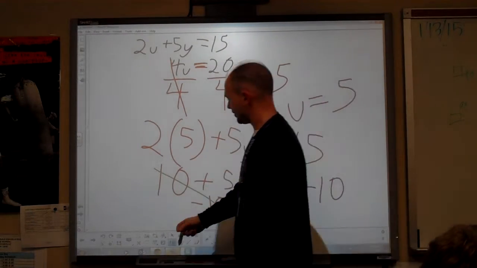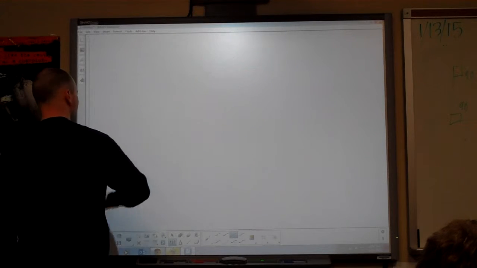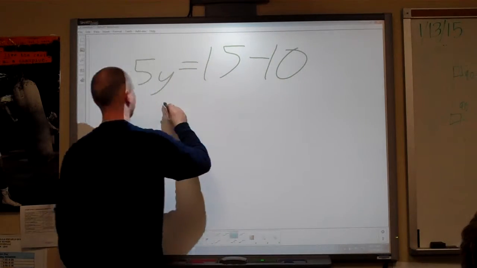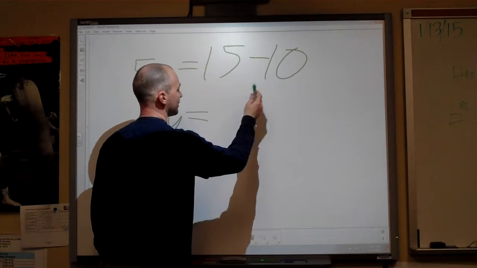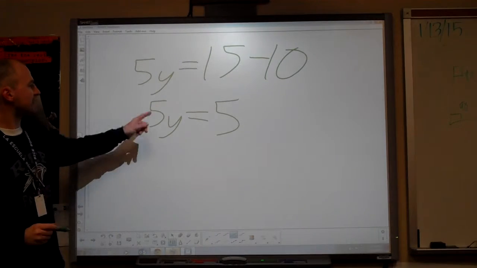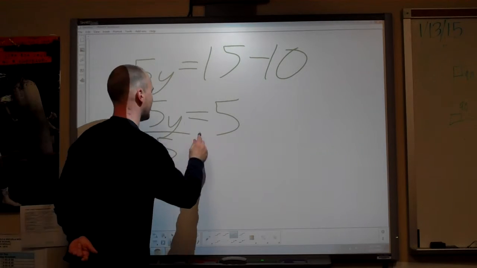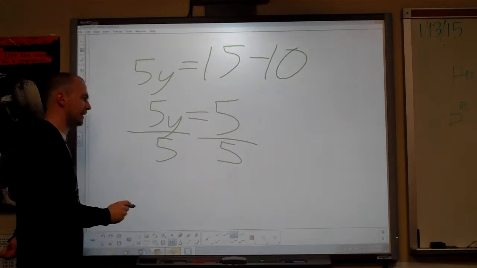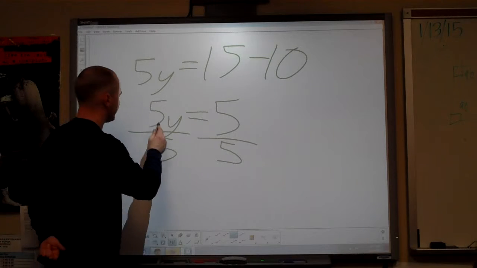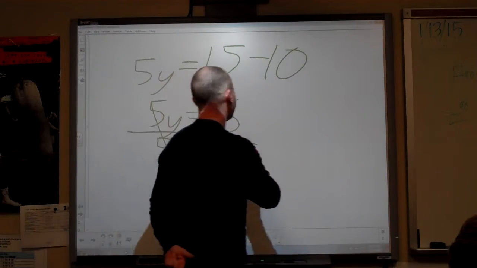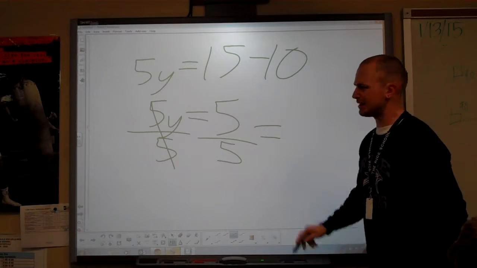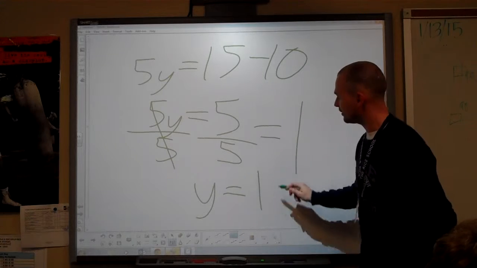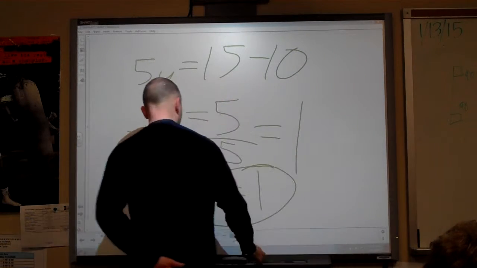5y equals, let me go to a new page. 5y equals 15 minus 10. 5y equals 15 minus 10 is 5. So 5 times what equals 5? Well, I divide this side by 5 to get rid of this times 5. If I divide this side by 5, I must divide this side by 5. So y times 5 divided by 5, they cancel out. I get y equals 5 divided by 5. 5 divided by 5 is 1. So y equals 1.